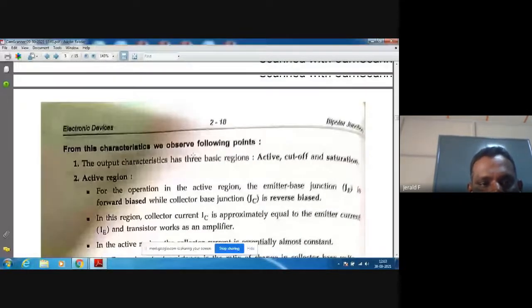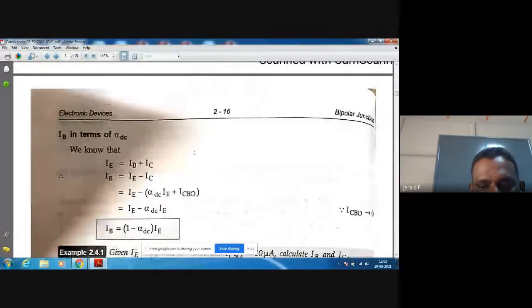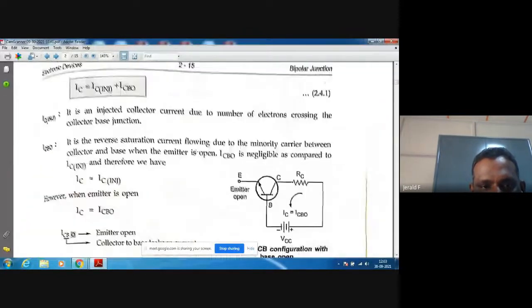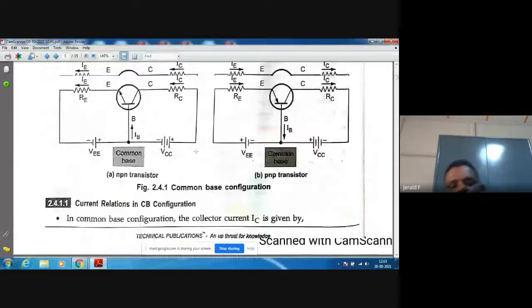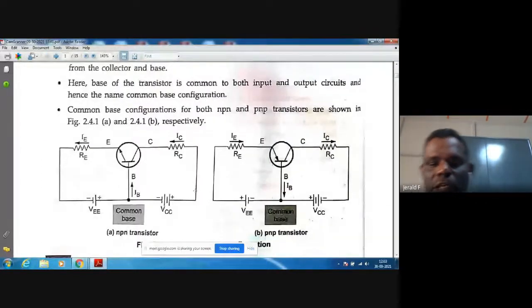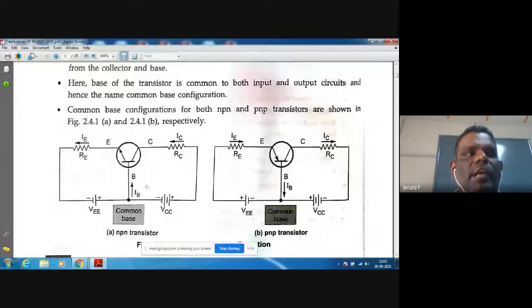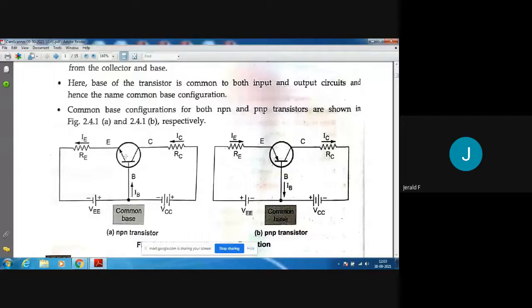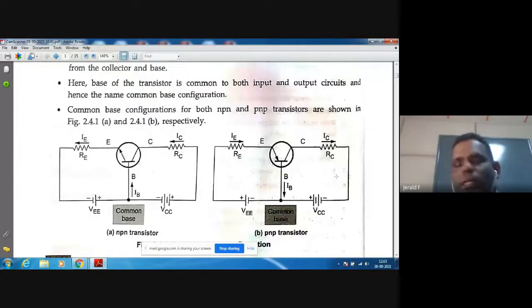First of all, you can write a short explanation of the common base configuration. The diagram is very important. You can write out that this diagram is very important. So the diagram is a common base. For NPN, current is emitted into the junction, and for PNP, current enters into the junction.